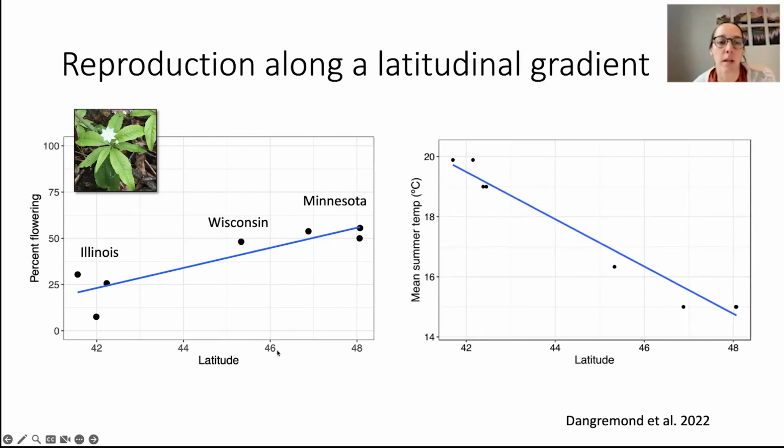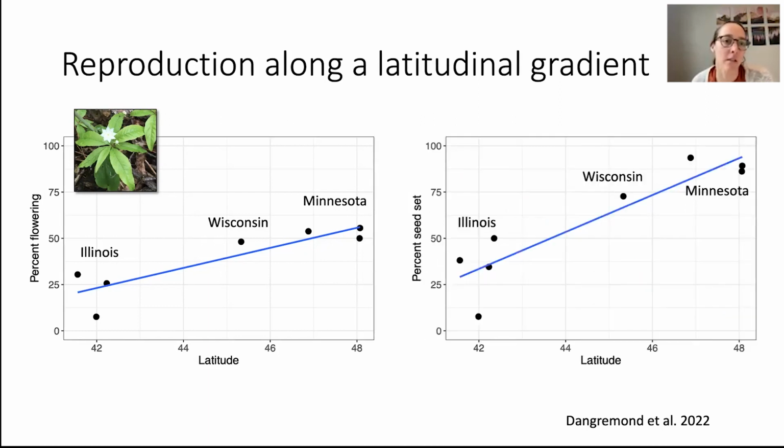So as you increase in latitude in the northern Midwest, the mean summer temperature also decreases. No big surprise there, but it's possibly related to the patterns I'm describing. So this was for flowering. I'm going to show you seed set next. So flowering is still here on the left.